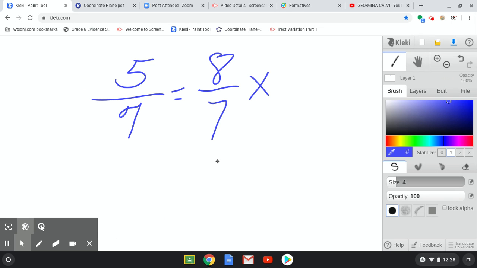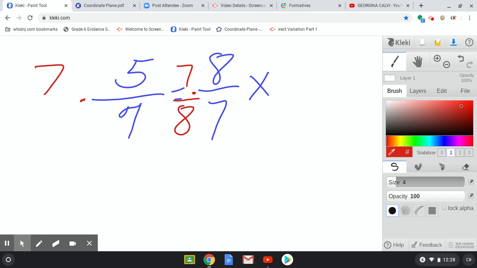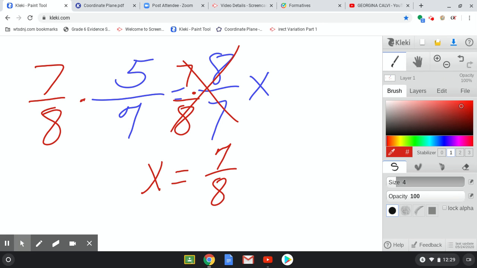Okay, last example. So I have a fraction next to my variable. If you remember, in order to get rid of a fraction that's next to a variable, we're going to multiply by its reciprocal on both sides. So I'm going to multiply both sides by 7 over 8, or 7/8. These would then cancel. And right now I'm left with x is equal to 7/8 times 5/7.